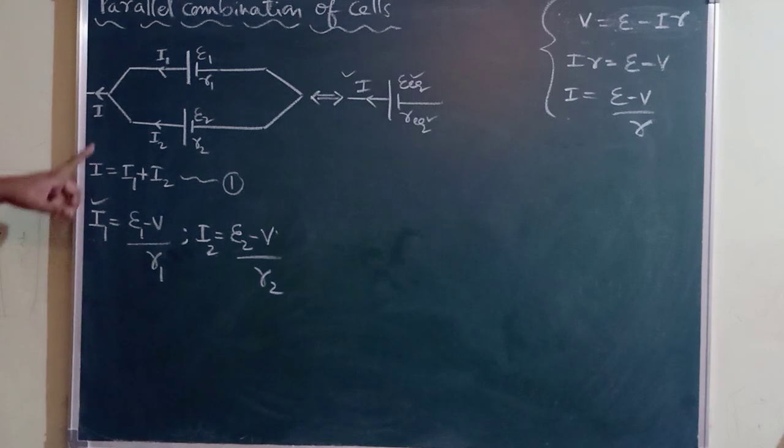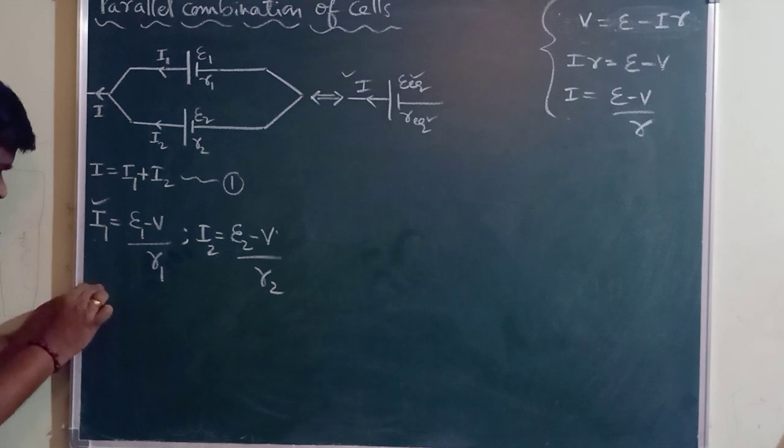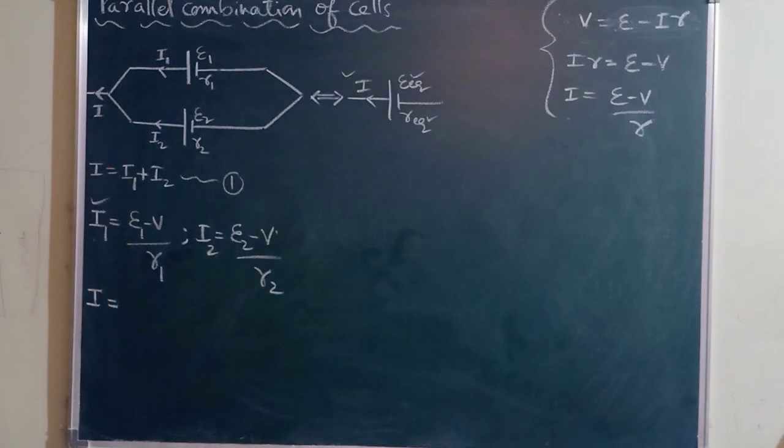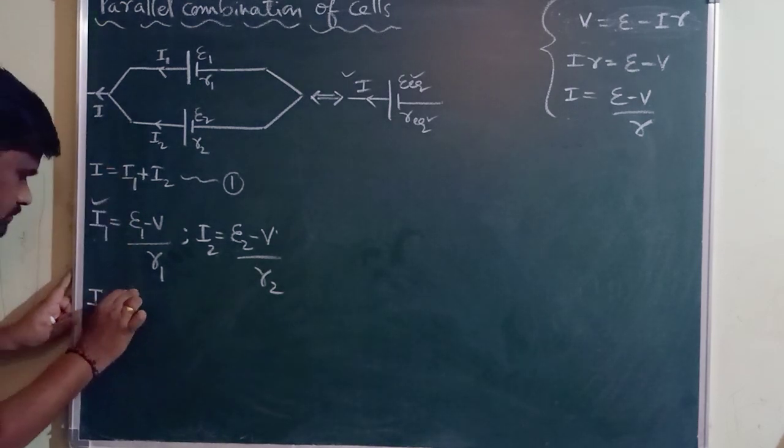Therefore, the current from the first cell and the current from the second cell are written here. Now I will substitute this in equation number 1. If I substitute here, the total current I can be written as I1 plus I2. What is I1 here?